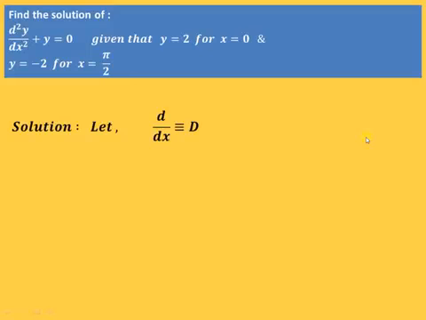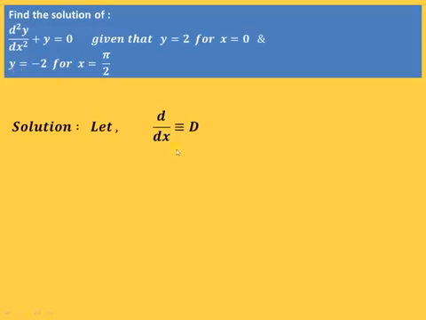Okay, so let us try to understand how to find the solution of this second order differential equation. Suppose we are given d2y by dx square plus y is equal to 0 as our second order differential equation, and we have to find the solution with the conditions which are given as y is equal to 2 for x is equal to 0, and when x is equal to pi by 2 the value of y is equal to minus 2.